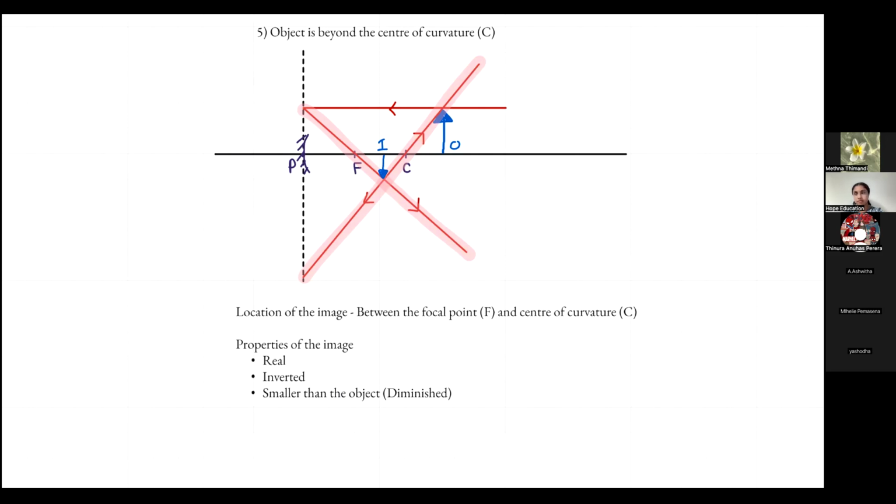Okay. Done. Time is almost up. I hope you have finished writing. We have one more condition for where the object could be, right?